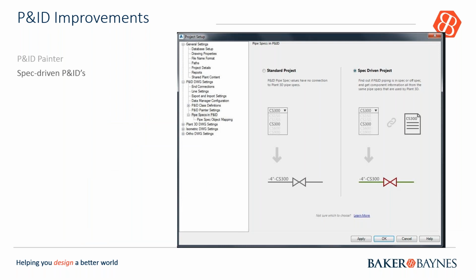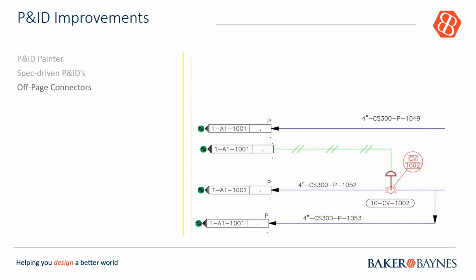So when the spec-driven project is selected in the project setup, the P&ID settings, when you add piping specs to a selected pipe, in the same way as you would do rerouting of pipes, the non-spec symbol in the palette will be grayed out, as you can see there. However, the non-spec items can still be placed by using the color by spec style in the P&ID Painter, and the non-spec items that you have will be shown in a different color. So that's a very nice improvement.